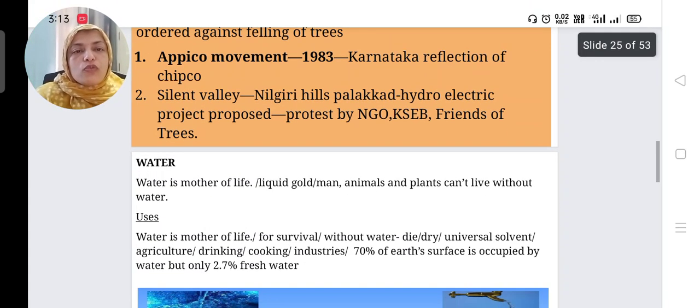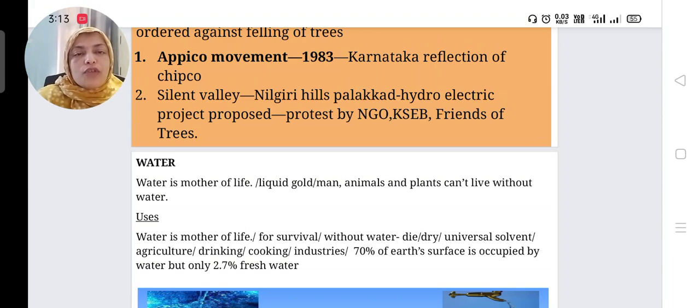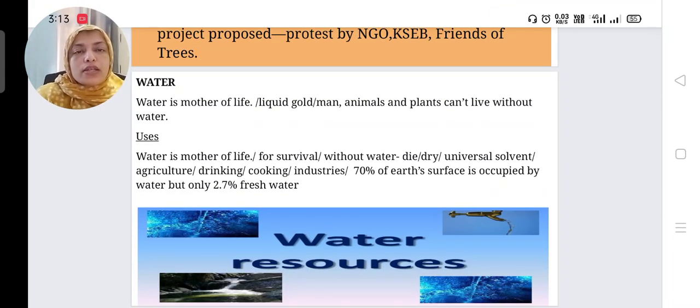Then these are the topics related to forest resources. Then we have to discuss water resources. Water is the mother of life.